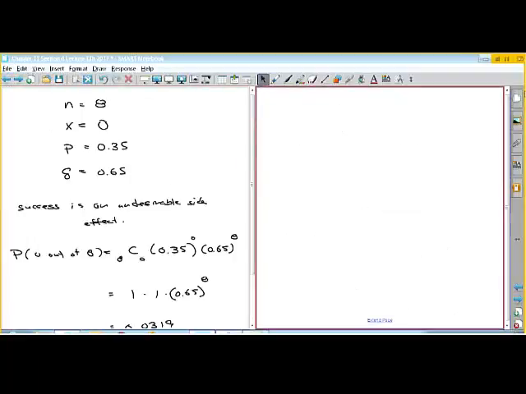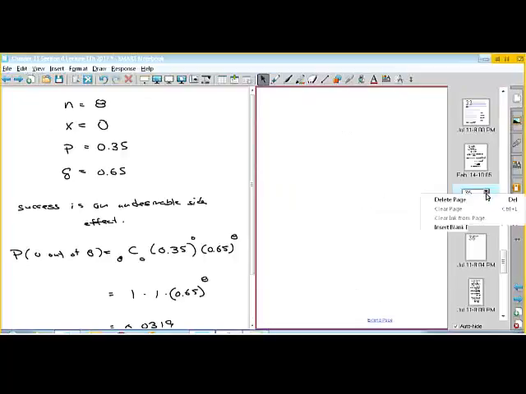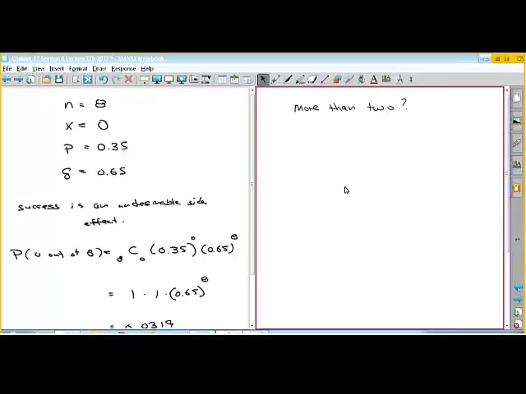Okay, so let's do this one here. Let me delete this page. I've got extra in here. So what about more than 2 side effects? So that would be 3 side effects, 4 side effects, 5 side effects, 5 people, 6 people, 7 people, 8 people. Is there an easier way of doing that?